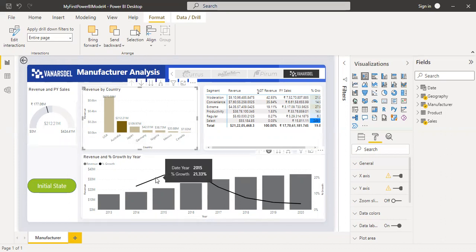And here is the revenue and percent growth trend by year of the company Vanarsdel. It is somewhat different from the country USA. From 2014 it increases. After that it gradually decreases here, and it keeps on decreasing till 2020.